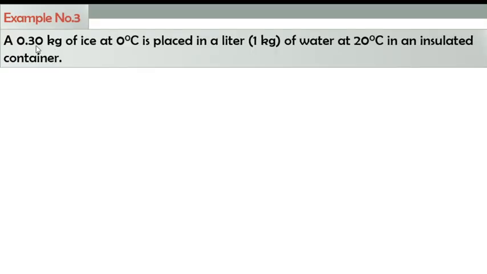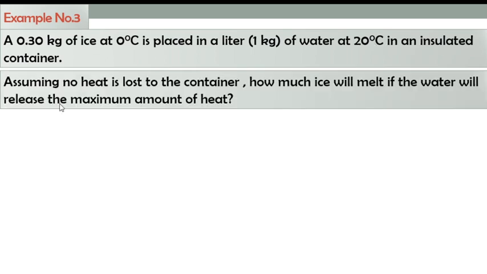Example number 3. A 0.3 kilogram of ice at 0 degrees Celsius is placed in a liter of water at 20 degrees Celsius in an insulated container. Assuming no heat is lost to the container, how much ice will melt if the water will release the maximum amount of heat? So let's analyze our given.